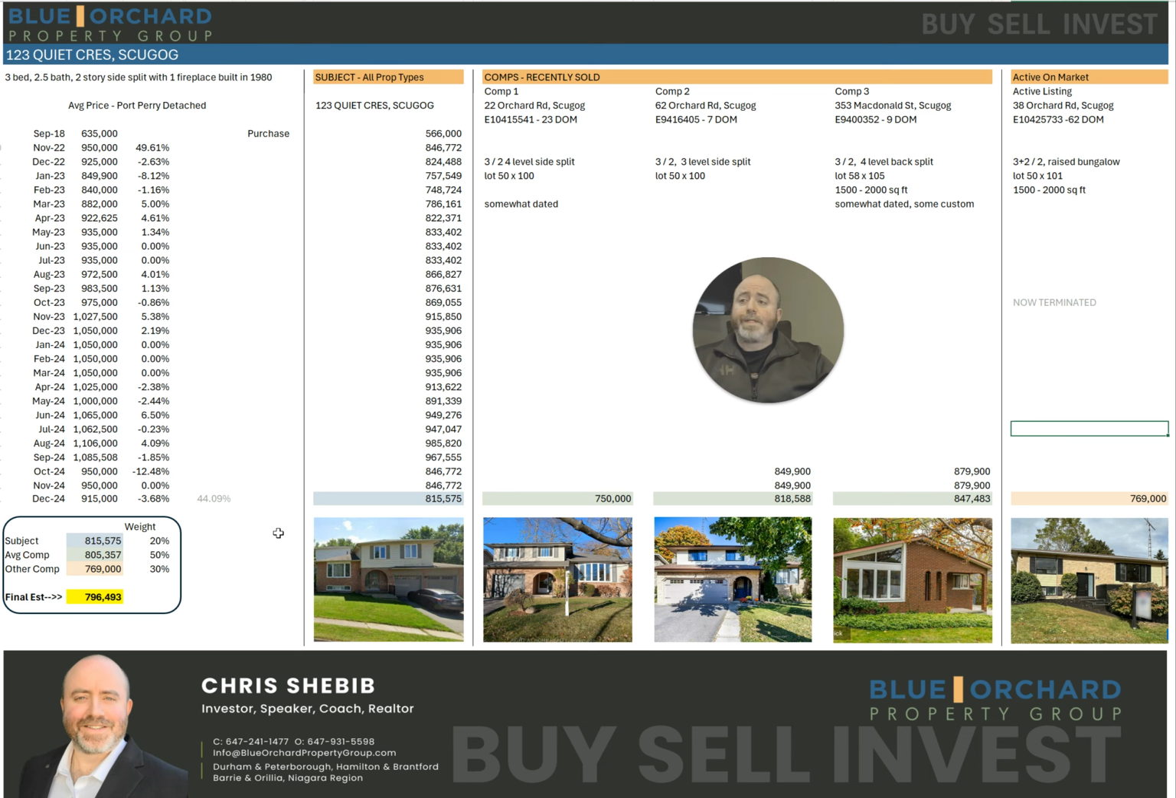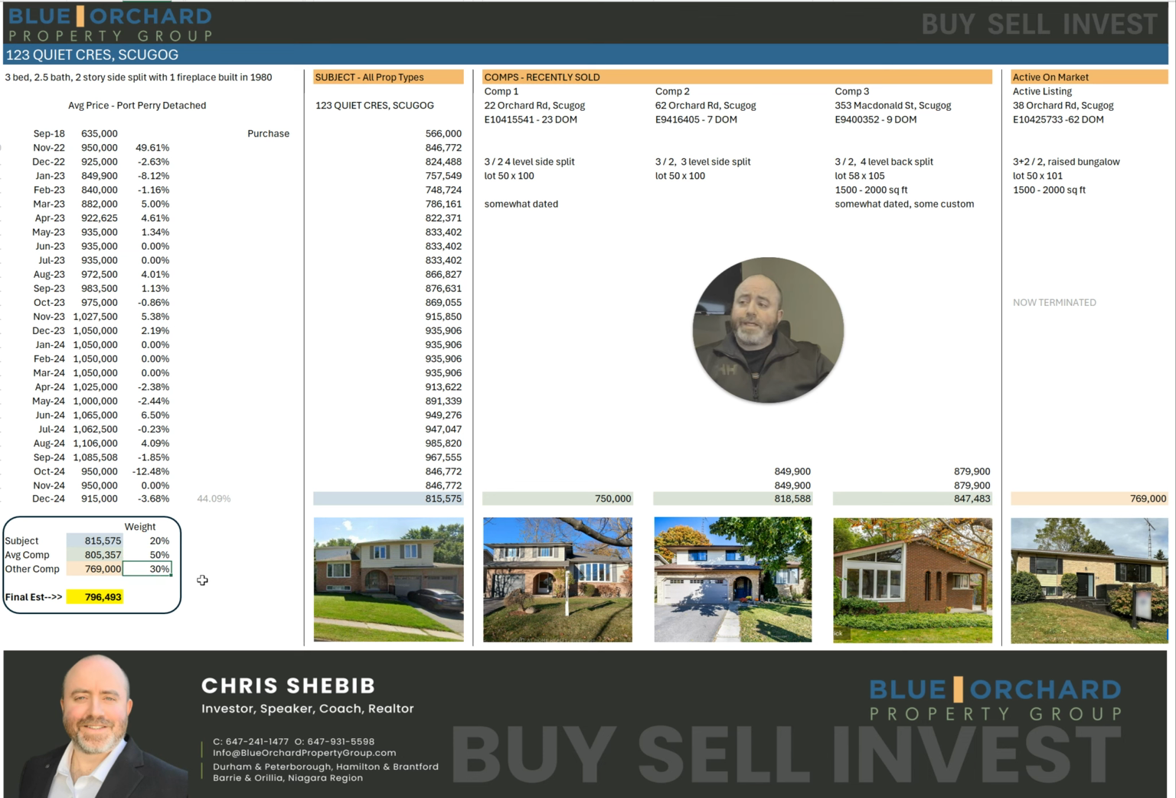So here's what we do with that data. In the subject property, again, a value today of $815. We weight that at 20% of the overall recommended value. The average comps, we add up the 3 of these, we divide them by 3, they average to 805. We put in a weighting of 50% on the recently sold, the most of the 3 data points.